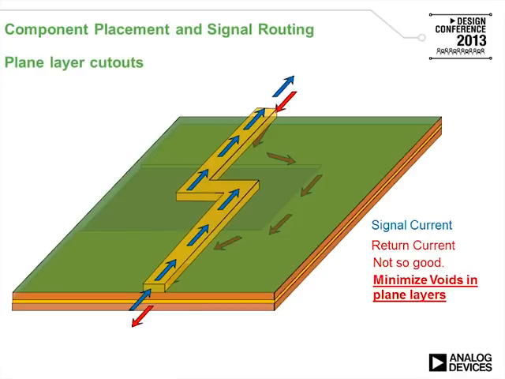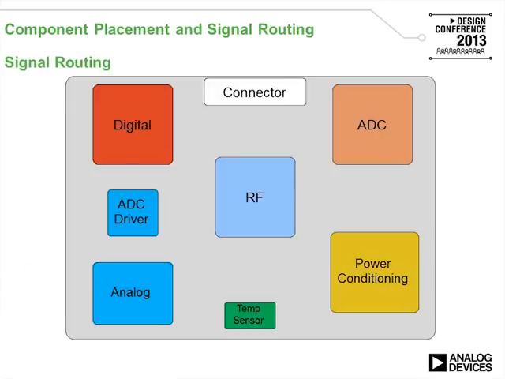So the conclusion here is to minimize voids in plane layers, make the plane layer as contiguous as possible. Here's another example on signal routing. Here's a system that consists of a connector, some high frequency, some ADC, some analogs, and some digital and some power conditioning sections. Here is a possible signal connection.